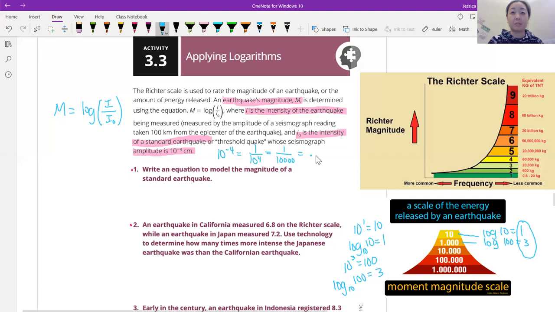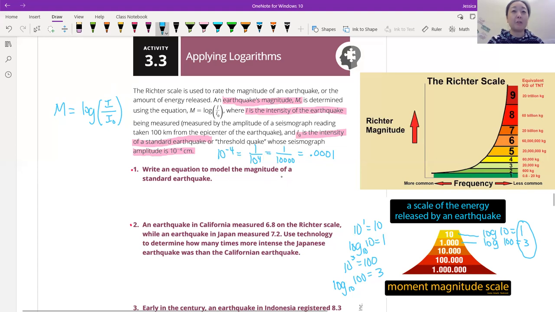So in decimals, this is what it looks like. Just move it over 4 decimals: 1, 2, 3, 4. That's 10 to the negative 4. I know, it's really small. So it's 0.0001 centimeter. Can you imagine how small this is? It's very tiny. So this is the number that's going to go right here for I0.